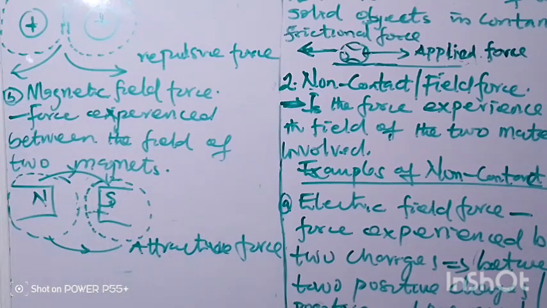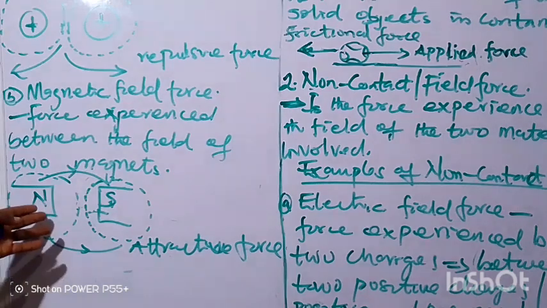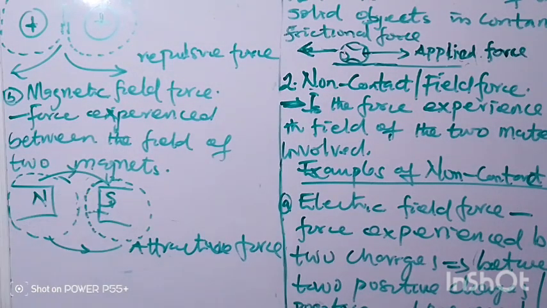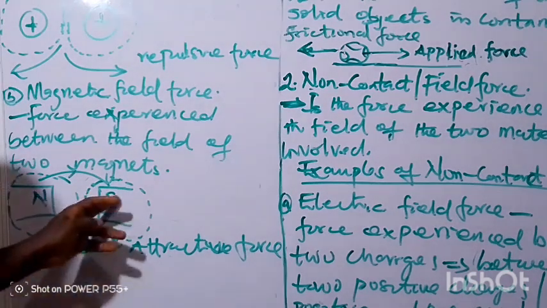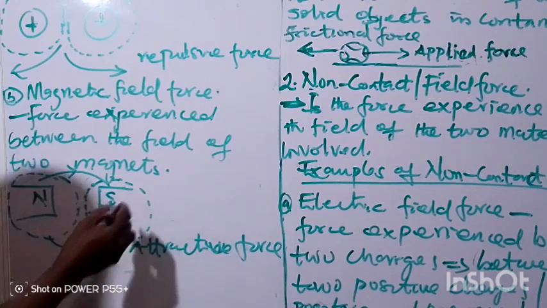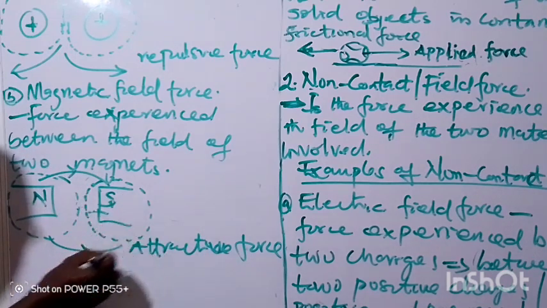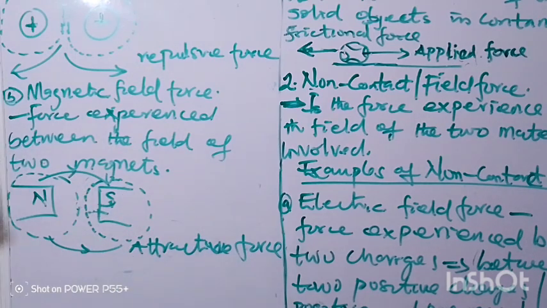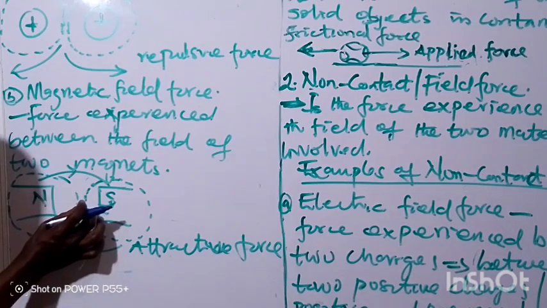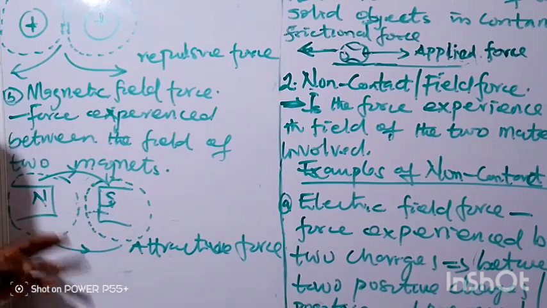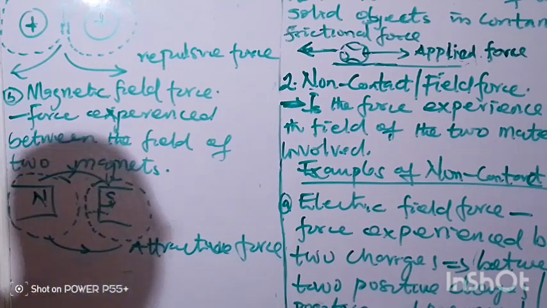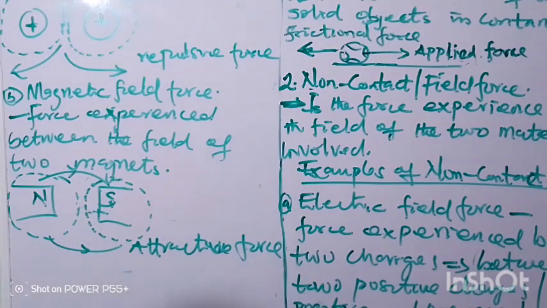I've demonstrated this one as north and south pole now. This is north pole, this is south pole. And the field of this one, the region of it is this way, and the region of this one is this way. When these places touch each other, then what we call this is attractive force. But if it is not north-south, repulsive will occur. That is for magnetic field force.